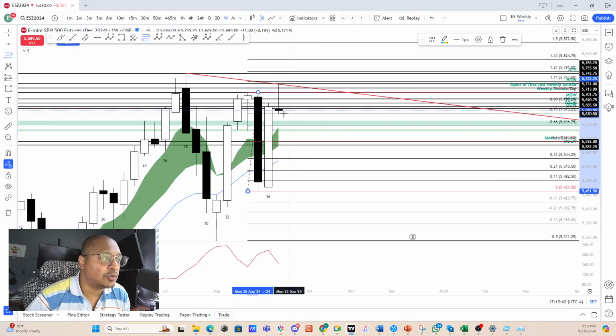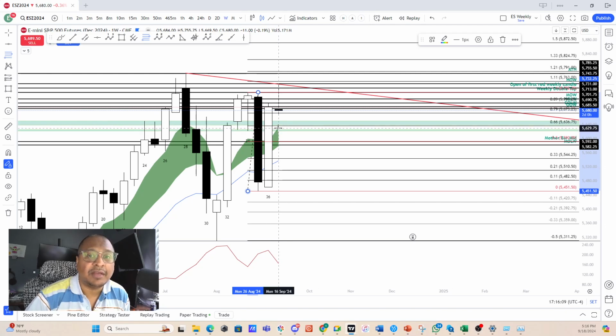holding. If they do not hold, if these areas break down, we can come down to the 5650 to the 5637 area. We need to remember that the 5630 to the 5619 area, this whole area can have bulls right here. We can come down, but there may be bulls trying to buy it back again.